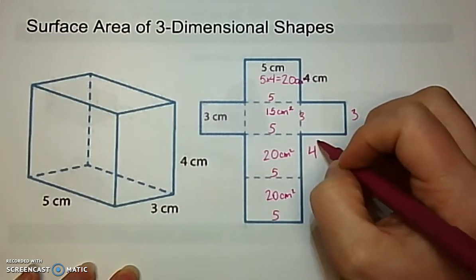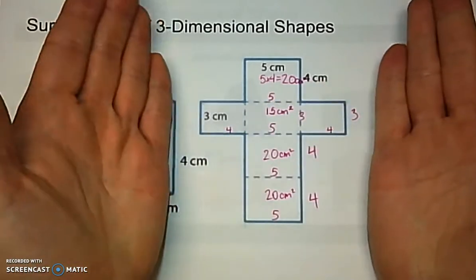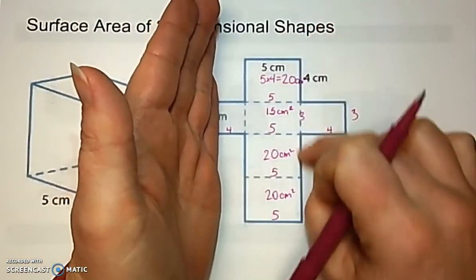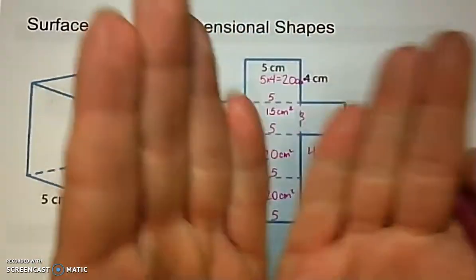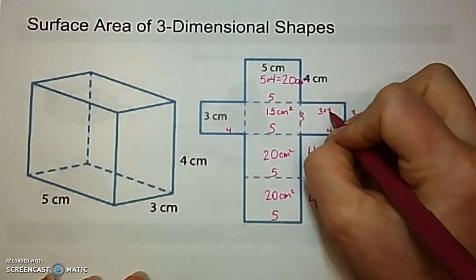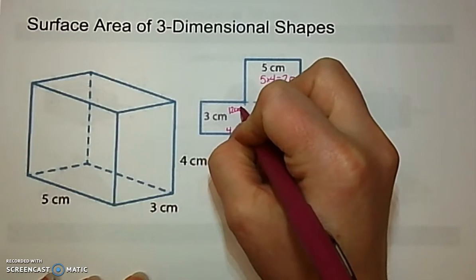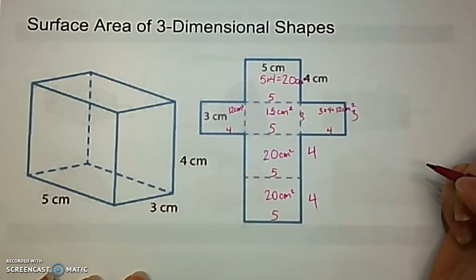And these ones are going to be 4, because if I were to fold up my box and wrap this one up, this side and this side would be bumped up against each other. They would be butted up. So this one's going to be 3 times 4, and that is 12 centimeters squared, which means that this one is also 12 centimeters squared for its area.